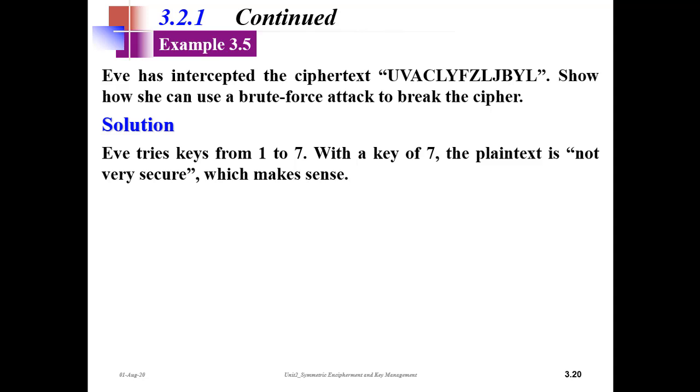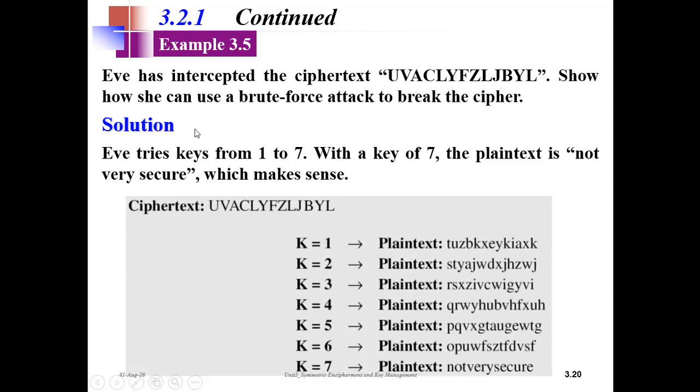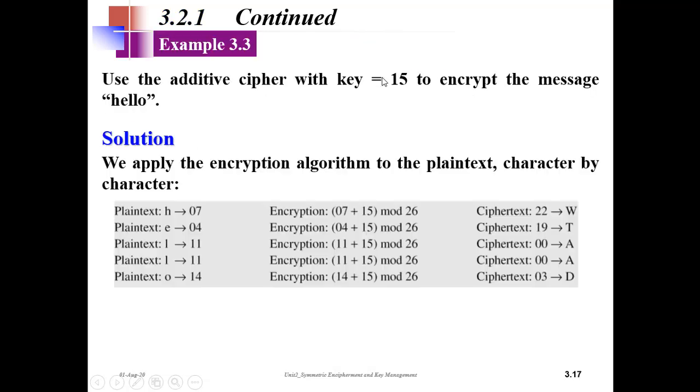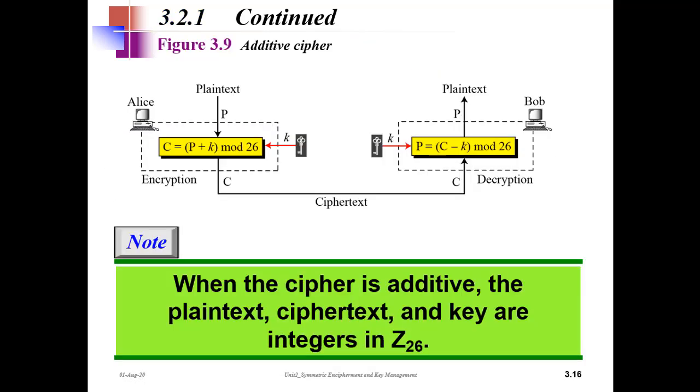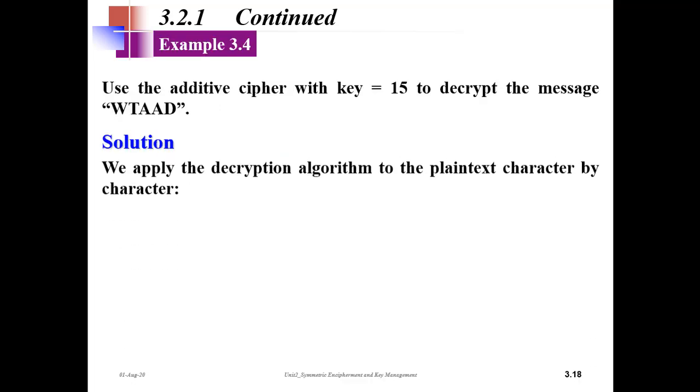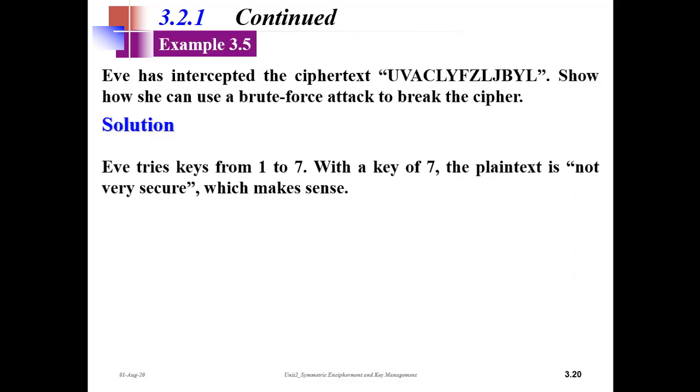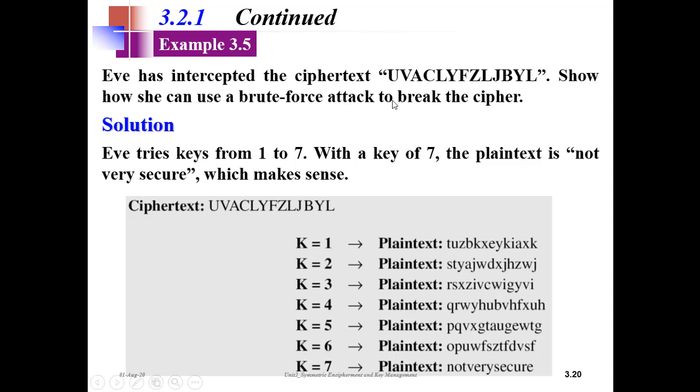What Eve does is use a brute force attack, which means he tries various keys. Eve tries keys from 1 to 7, and with a key of 7 the plain text is not very secure, which makes sense. If you use a key of 1, what will happen? Key of 1 means, on this slide, C minus K means C minus 1 mod 26. So U minus 1 means just decrement the alphabet by 1.